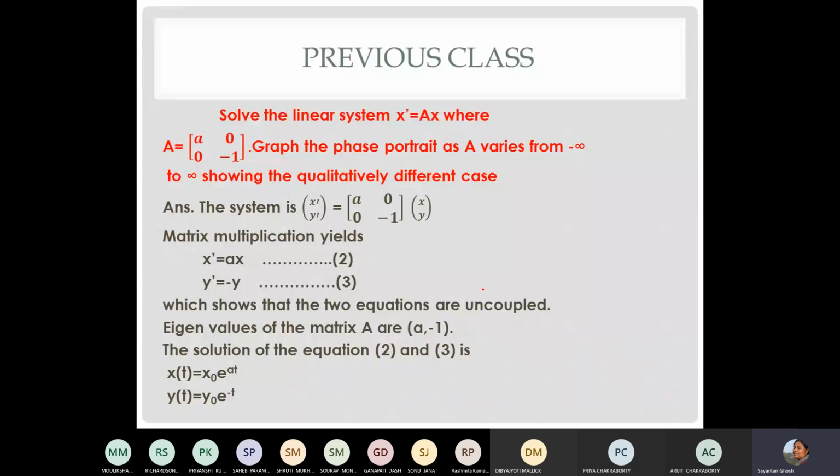Take your chance. Don't be shy. You can say whatever you want. No problem. Any idea? What is the eigenvector? What is meant by an eigenvector?